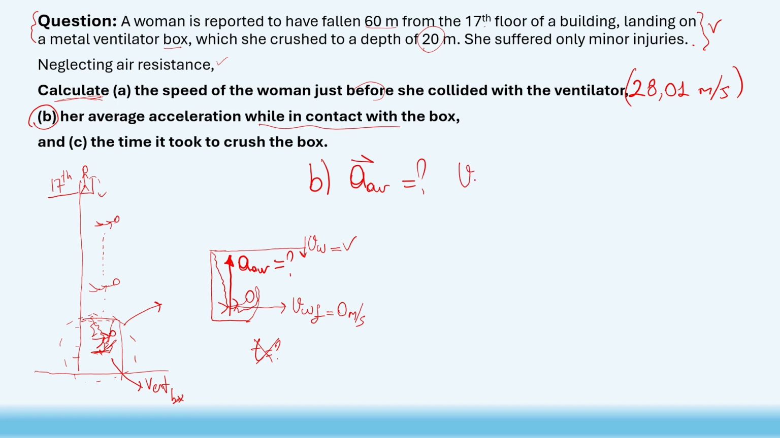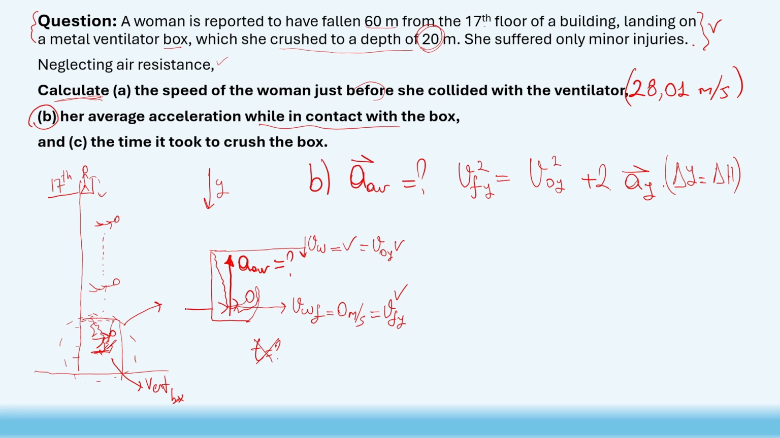The square of the final velocity in the y direction equals the square of the initial velocity on the y-axis plus 2 times acceleration in the y direction times delta y, or instead of delta y, we can also say height difference. So how much is the height difference? We know this. We have been given the value of 20 meters. In this case, I can easily calculate the acceleration using the data I have.